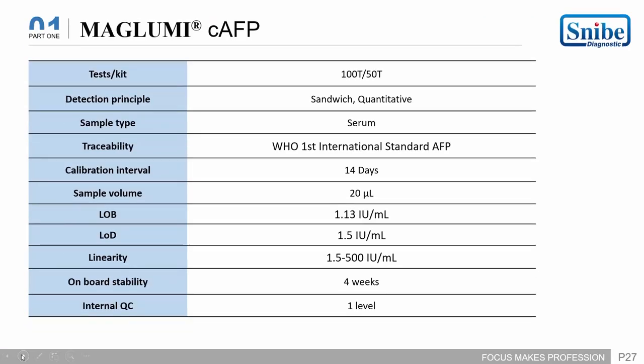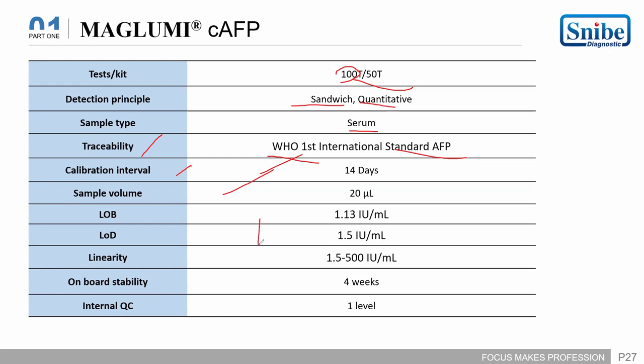If we talk about alpha fetoprotein, the pack size is 50 test and 100 test. We have a sandwich quantitative technique with serum, and the traceability of this alpha fetoprotein is against the WHO first international standard for alpha fetoprotein. The calibration interval recommended is 14 days, with just a 20 microliter sample volume required to perform patient alpha fetoprotein testing.